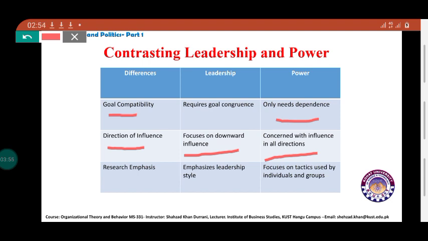The third difference is the research emphasis. Leadership emphasizes leadership style, which style you are following, such as situational leadership or team leadership, or the traits or characteristics that you have. While power focuses on tactics used by individuals and groups. So that's the difference between leadership and power.